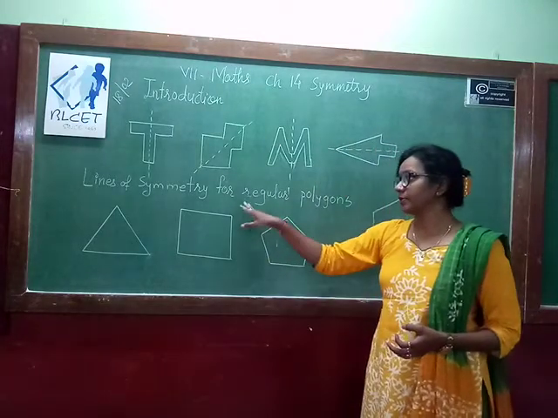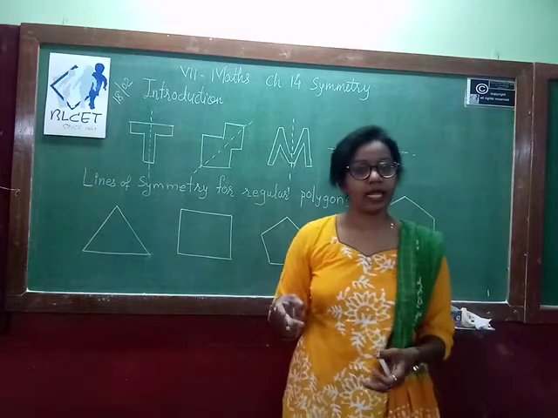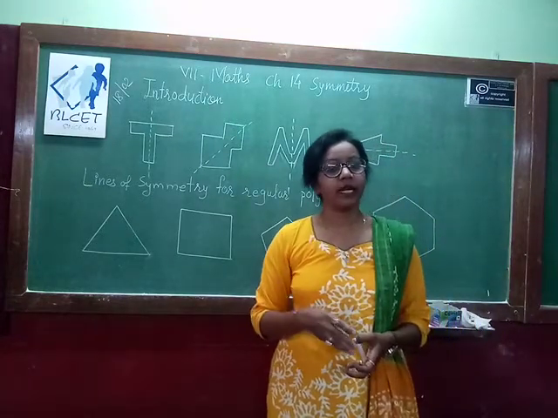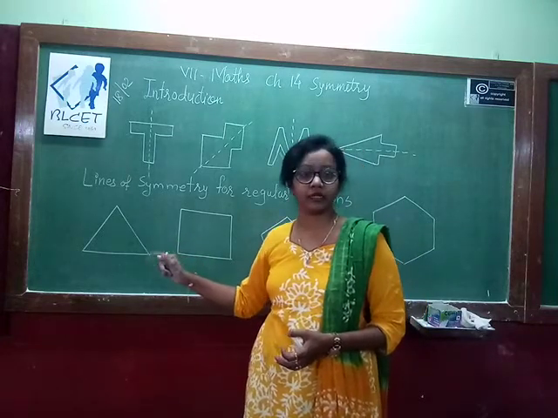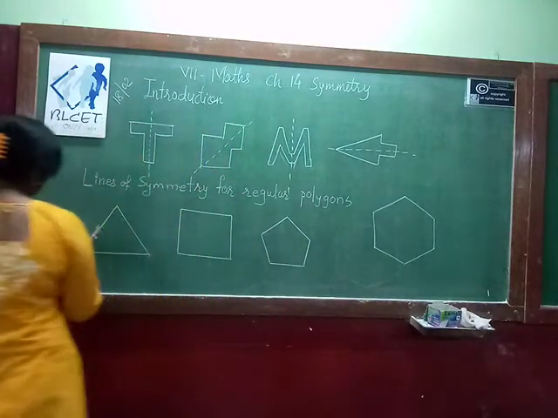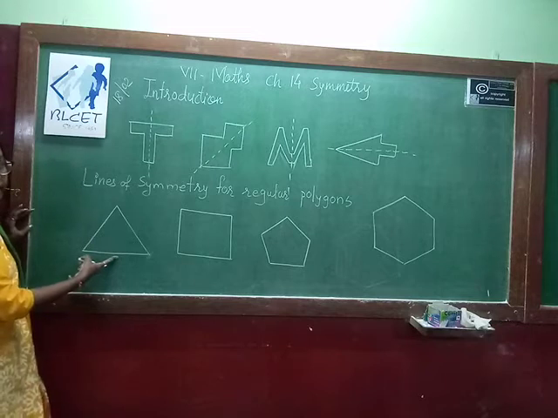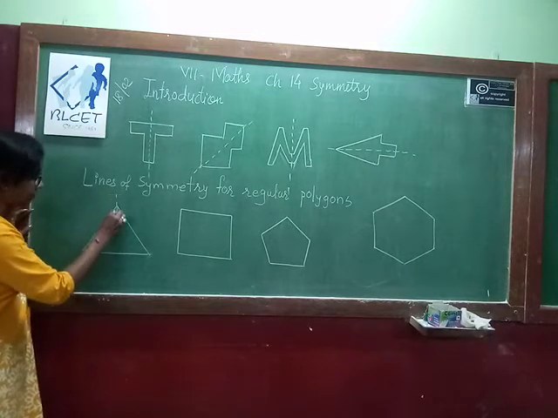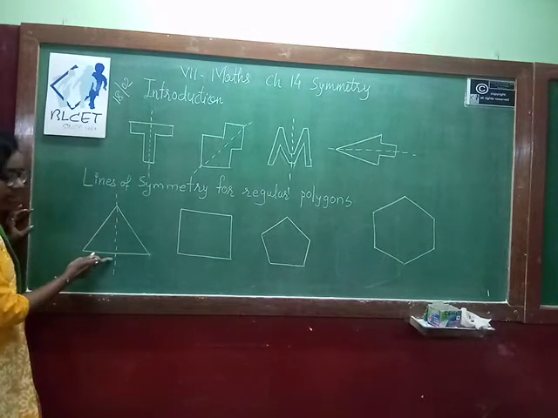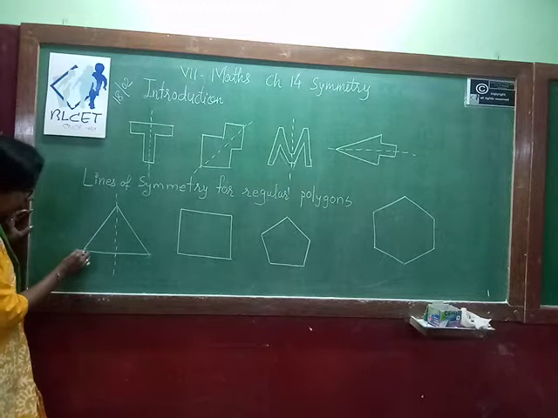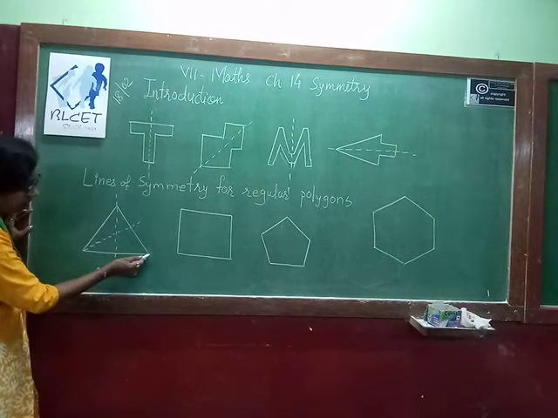Next we will see lines of symmetry for regular polygons. Regular means, if you consider a triangle, it has 3 line segments, and the measure of all the 3 line segments should be equal. So it is known as a regular polygon, or you can say an equilateral triangle. How many lines of symmetry do you get? The number of line segments with the same measurement is 3, so obviously we get 3 lines of symmetry. One like this, from a vertex, it divides the opposite line segment into 2 equal parts. Same way from here.